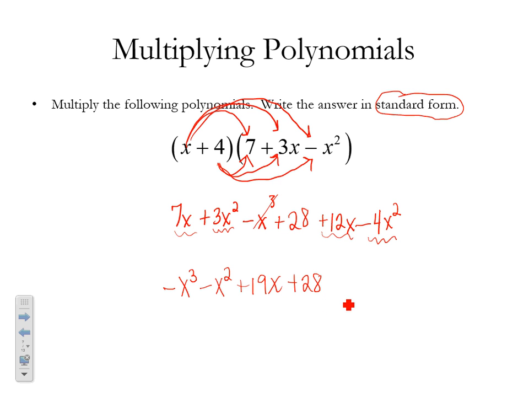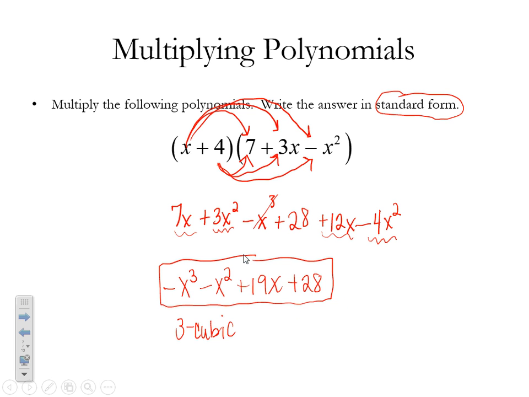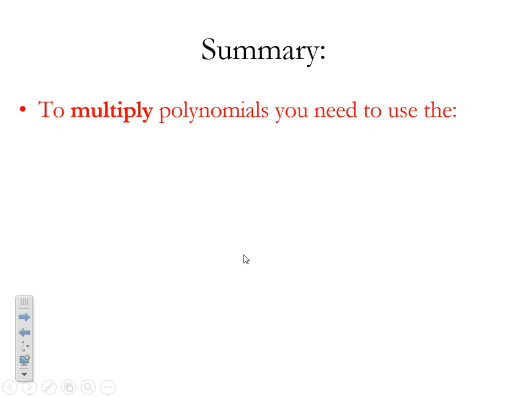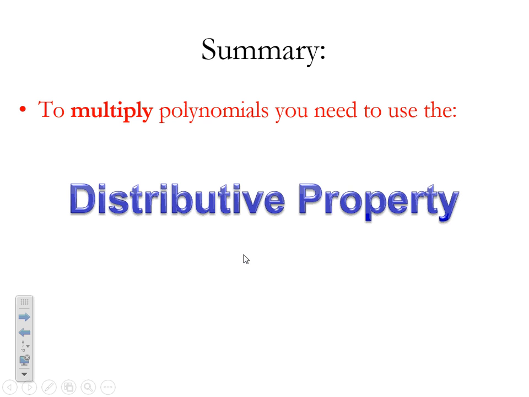Now this is called the polynomial because we have 4 terms, we don't have a name for it. It is going to be cubic, okay, because it's a degree of 3. All right, and the leading coefficient is that negative 1. And that is in standard form. So when we multiply polynomials, we need to make sure that we use the distributive property or double distribute.